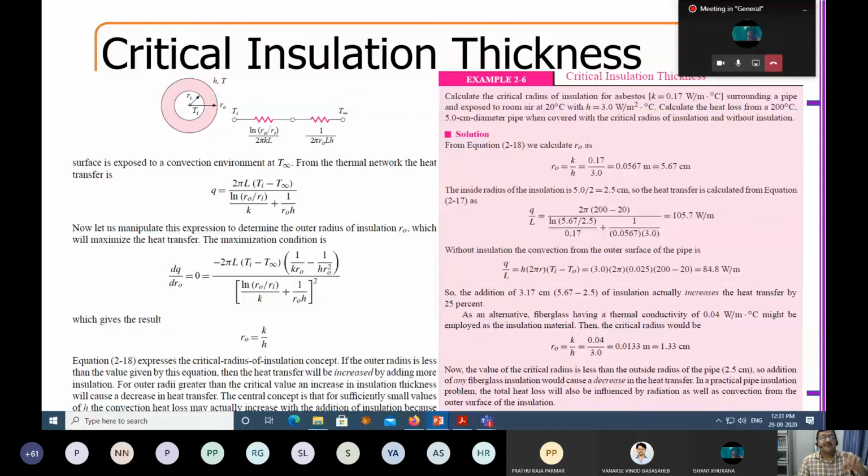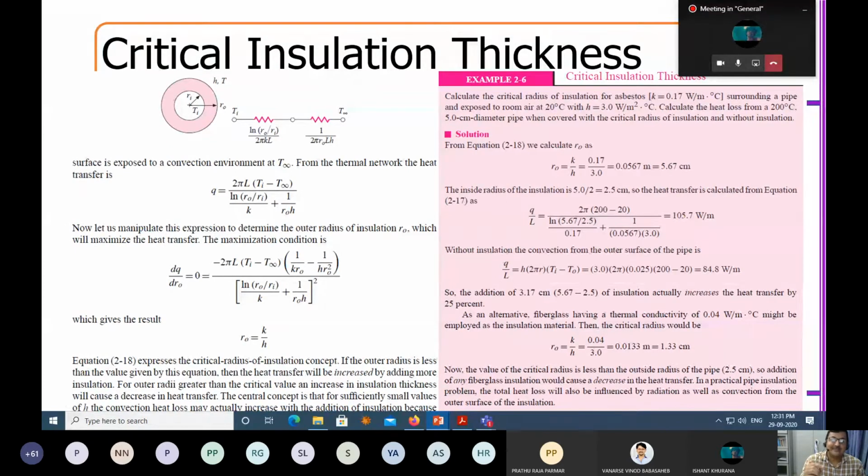Why are you losing it? Because now, the area through which the heat transfer is happening is increasing, and that is leading to higher convective heat transfer on the surface, in the air. That is what is causing more heat loss than you are gaining. So beyond a critical thickness, what will happen?